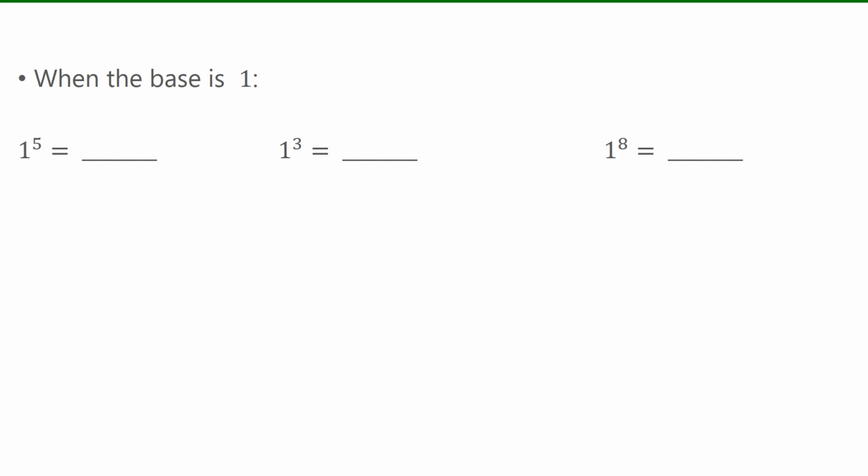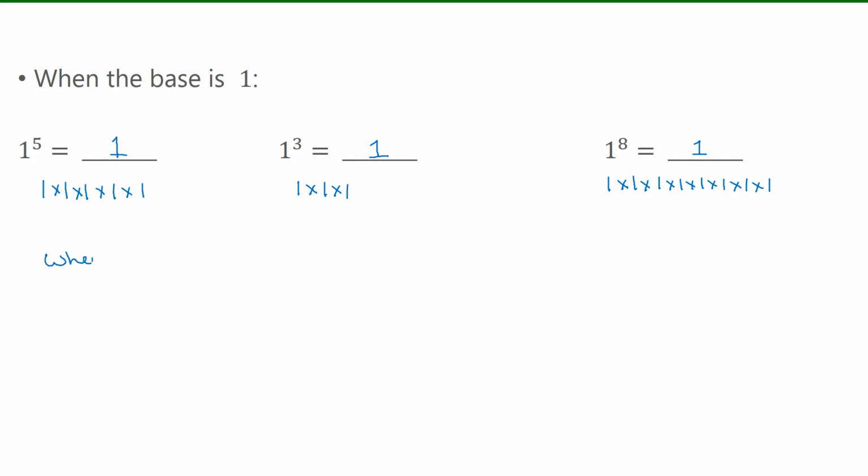Now what happens when the base is 1? Well, 1 to the power of 5 means we have to multiply 1 by itself 5 times. So 1 times 1 times 1 times 1 times 1. And if we multiply all that together, we'll just get 1. 1 cubed, 1 to the power of 3, means 1 times 1 times 1. That works out to just be 1. 1 to the power of 8 is 1 multiplied by itself 8 times, and again, still equals 1.